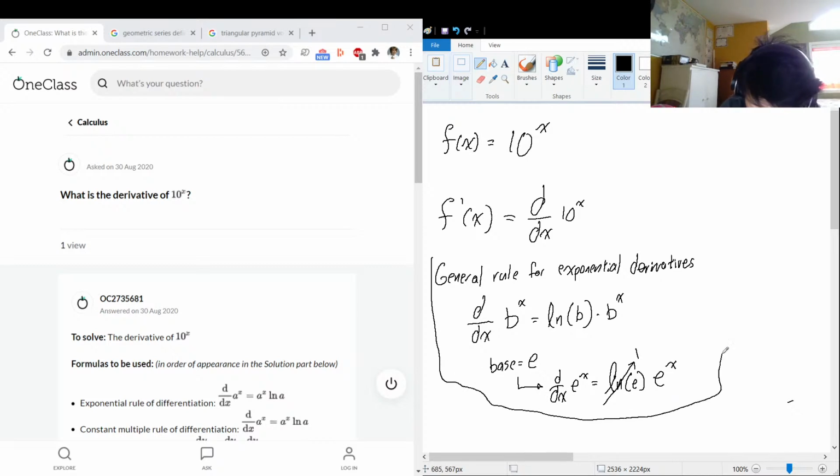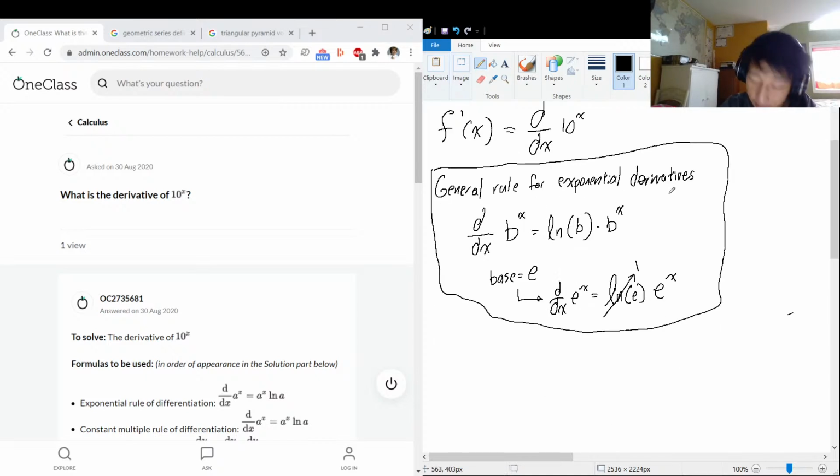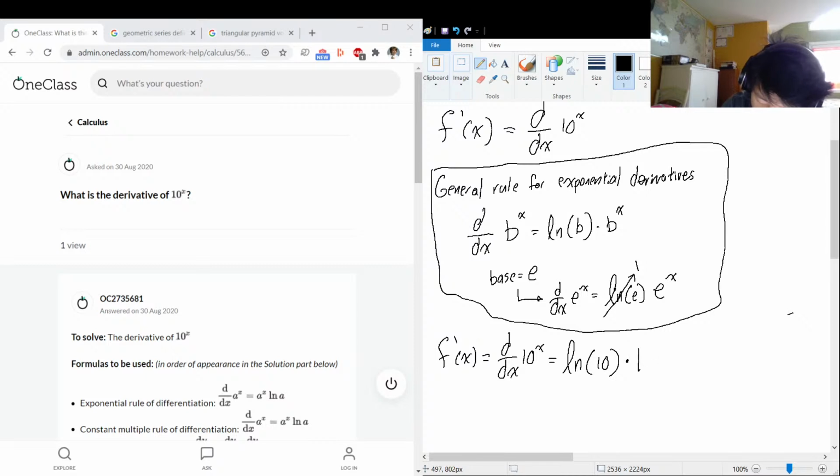Okay, but here the base is not e. Our base is not e, it's 10. So let's take this general rule and apply it to the base equals 10. So f prime of x equals d over dx of 10 to the power of x, which is equal to the natural logarithm of the base, ln of 10, multiplied by itself to the power. If there was some function in the top of the power, we would need to do the chain rule, but that is not the case. So this could be our final answer.